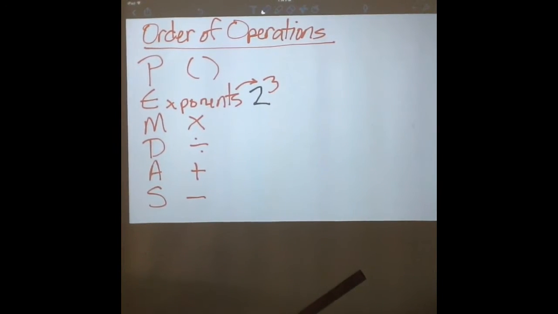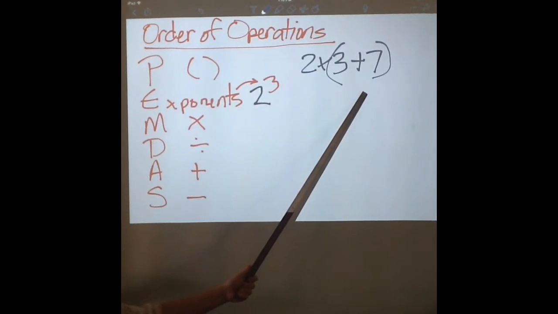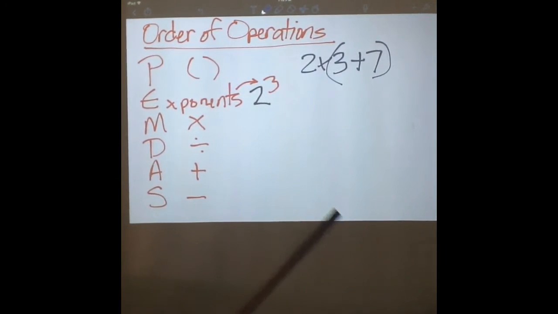And let's put a couple of other numbers, all right? Let's say we have a 2 times, and then we have 3 plus, or an addition, 7. And we put this in parentheses. What do we do first? We do the parentheses first, is what it's telling us. So, 3 plus 7 is what? 10. 3 plus 7 is 10.